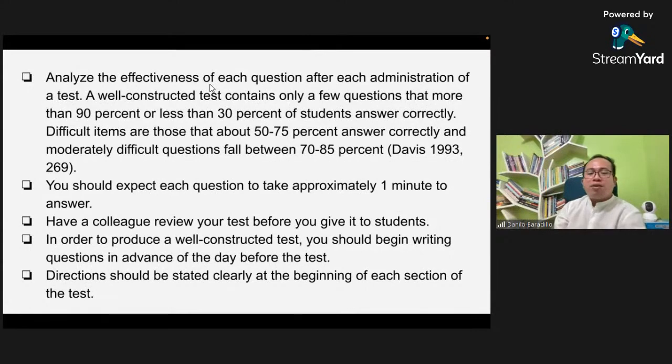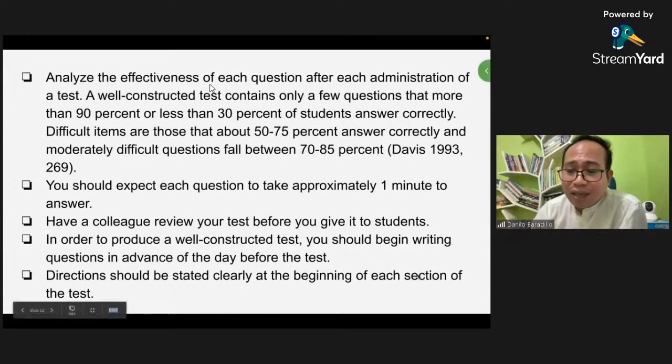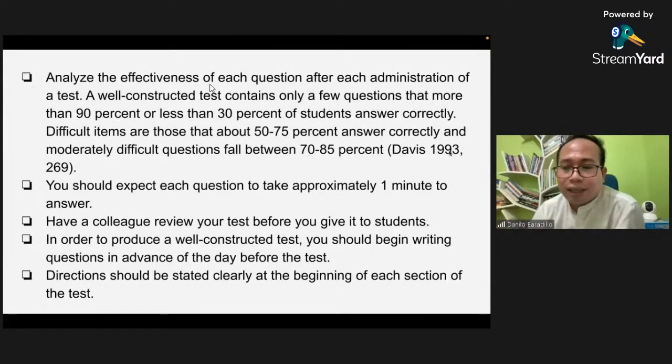Have a colleague review your test before you give it to students, or your program coordinators or heads, for example. So in order to produce a well-constructed test, you should begin writing questions in advance of the day before the test. And direction should be stated clearly. This is very, very important. Direction should be stated clearly in the beginning of each section of the test. Of course, use the right grammar, use the right word.